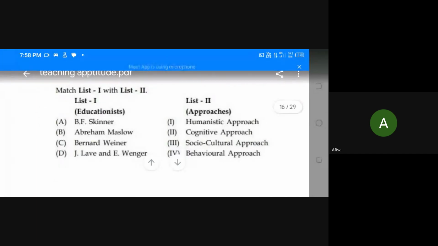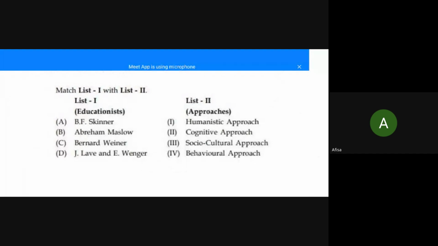This is also an important question for teaching aptitude. Match list 1 with list 2. Some educationists are given in list 1 and their approaches are given in list 2. So we have to match the educationists with their approaches. I will tell the answers. First one, B.F. Skinner is associated with the behavioral approach, fourth option.